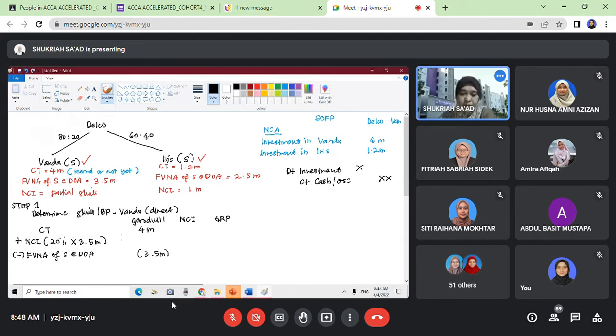What should we get here? Berapa kelas? 700,000. 700,000 because we are put in million, so 0.7 million. Okay, what item is this? NCI. So bring to the column NCI 0.7 million. Okay, then kita total 4 million plus 0.7 minus 3.5. Positive or negative? Positive. How much? 1.2 million. So this is goodwill.